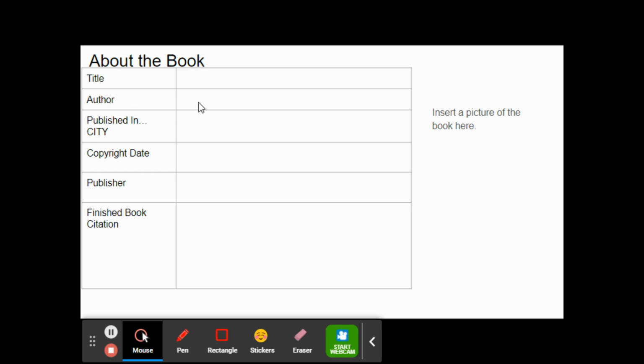Author. You need to put the author's first and last name. The author's first and last name should be what? Capitalized. Now, you are going to use the inside of your book, okay, to fill in this information. Published in. What city was your book published in? Copyright date. When was the book copyrighted? All right, it'll have like a C with a circle and a year. Who is the publisher of this book?